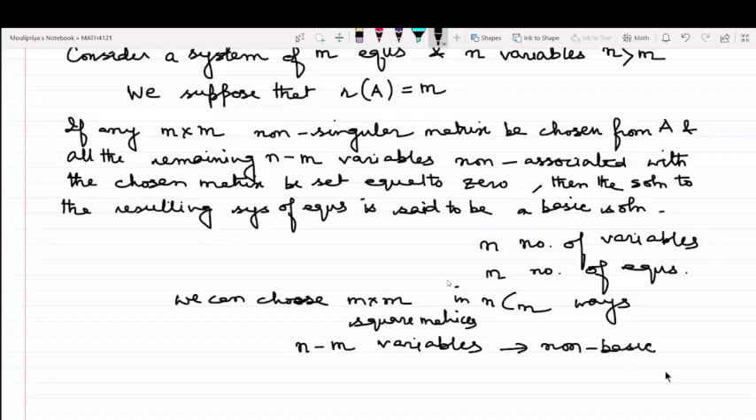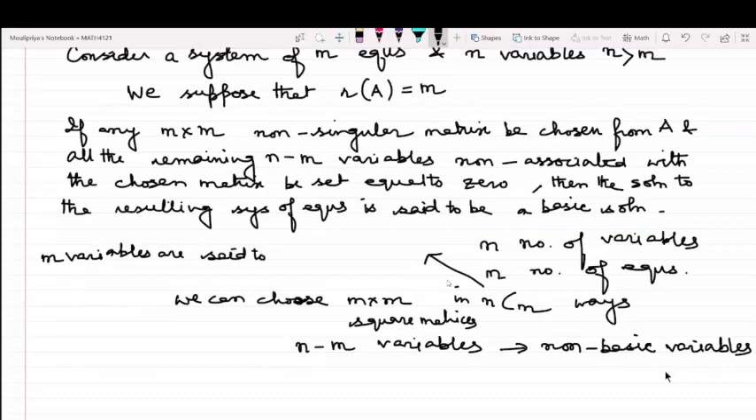Those n minus m variables are known as non-basic variables. Okay, and the remaining m variables that we are choosing from this nCm are said to be basic, provided rank of A is equal to m.